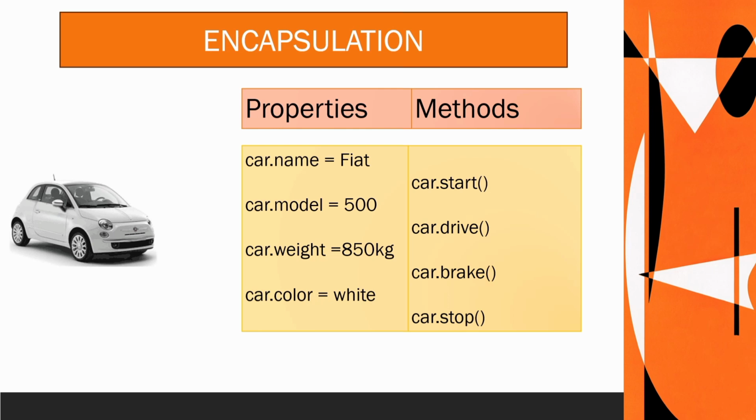This is the advantage of using OOPS. Usually without using OOPS, in structural programming, we will assign only the property values. So this is the advantage of using OOPS, putting these properties and methods in one unit, which is known as class, and this concept is known as encapsulation.